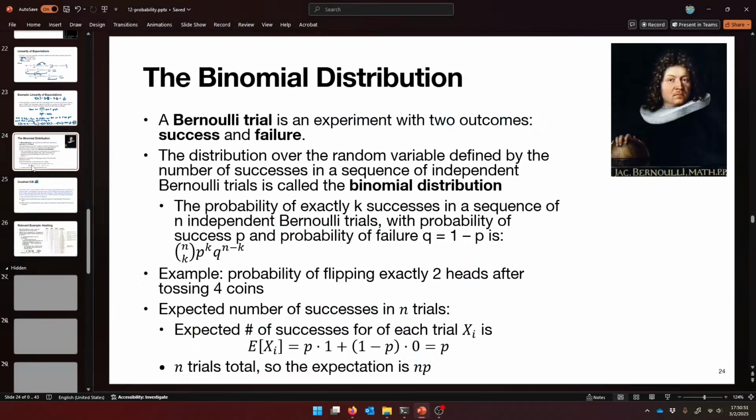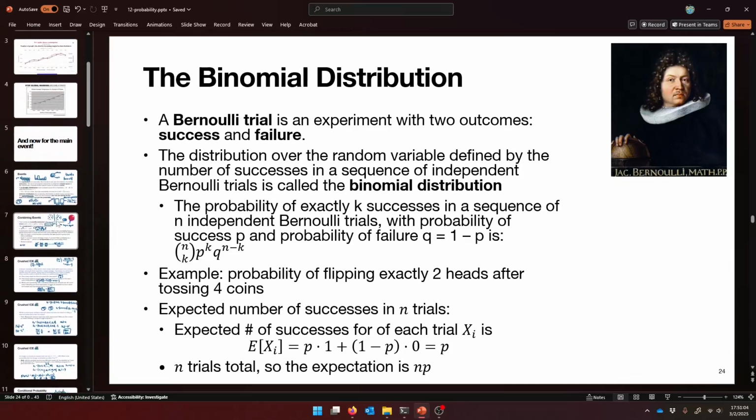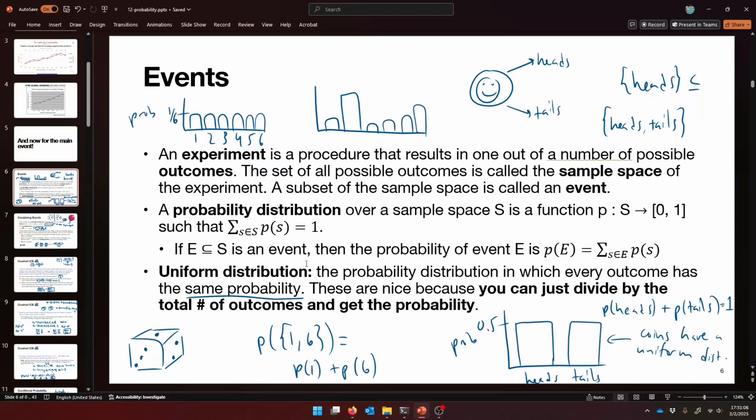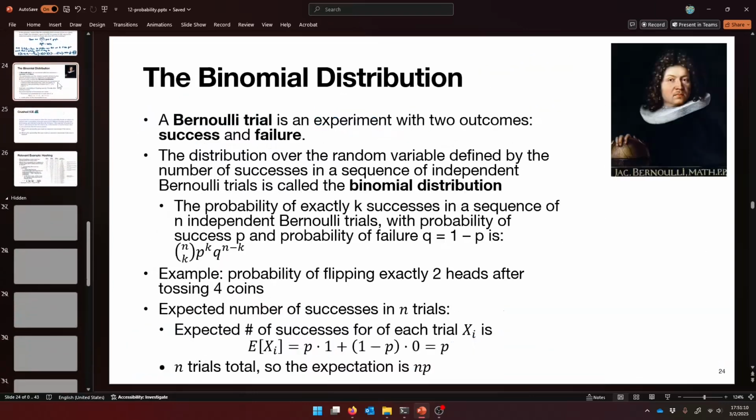Now the last thing I want to talk about in these slides is one last kind of probability distribution. It's called the binomial distribution. We know about probability distributions in general. They could be uniform, we know that word already. But here's a binomial distribution. It's a cool one.